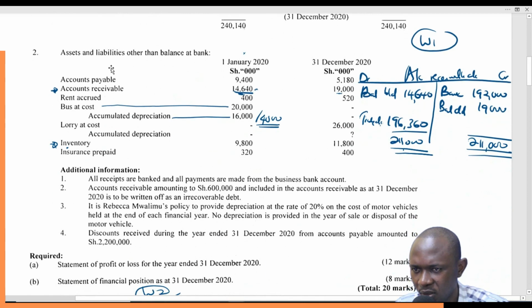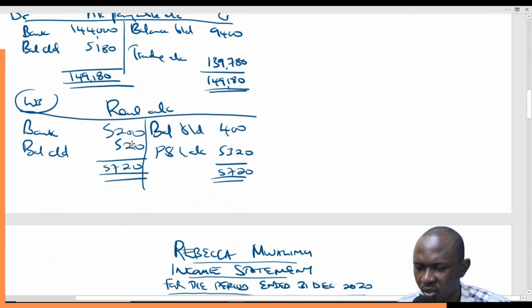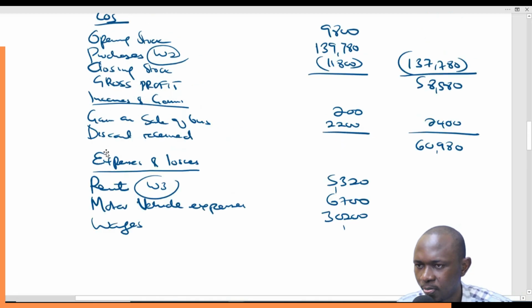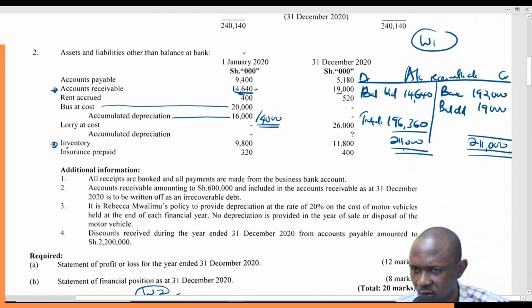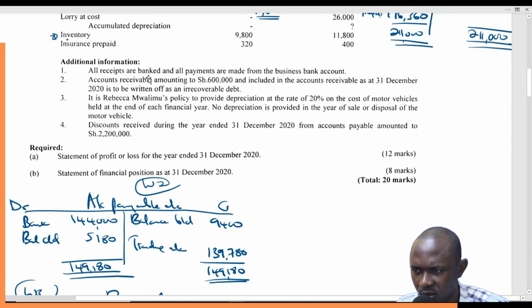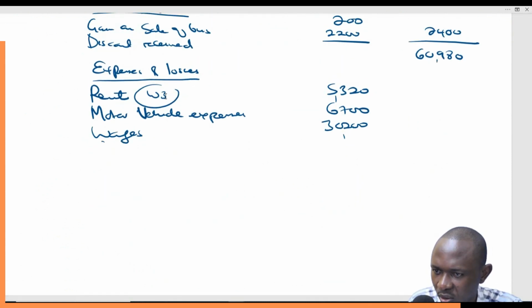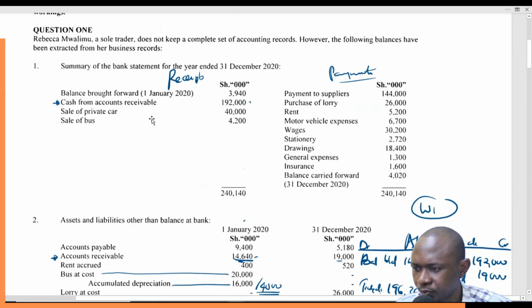Wages 30,200. Do we have wages here? There's nothing on wages, so you simply come here and pick it as it is. Wages 30,200. Then next, stationery 2,720. Do you have anything here? Nothing, so we pick it as it is. Stationery 2,720.